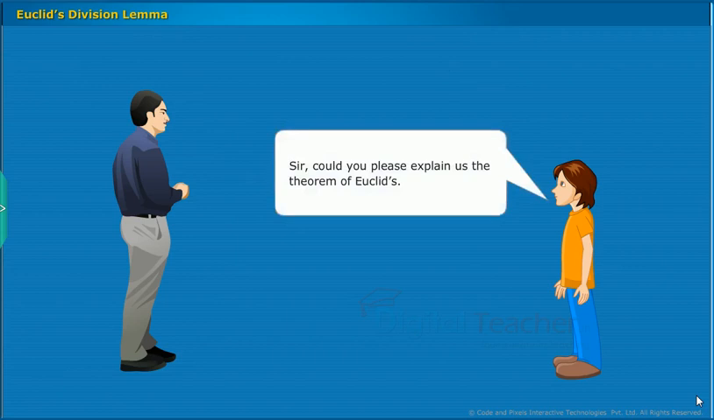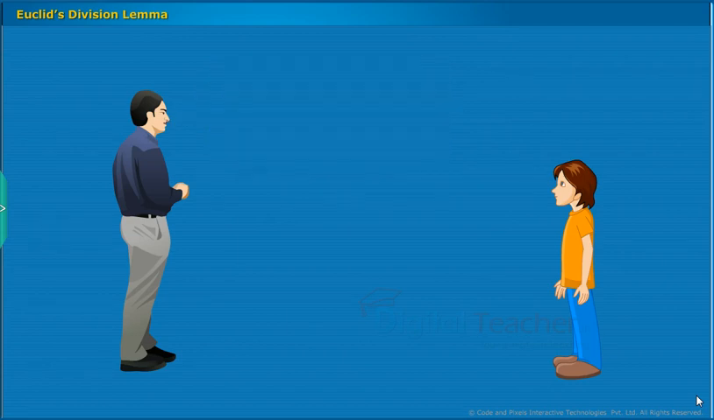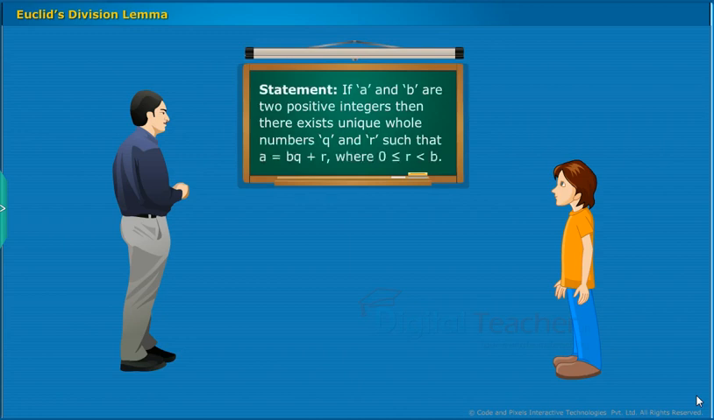Sir, could you please explain the theorem of Euclid to us? Okay, listen to the theorem statement. Now, let us know the theorem on Euclid's division lemma. Statement: if a and b are two positive integers, then there exist unique whole numbers q and r such that a is equal to bq plus r, where 0 is less than or equal to r, which is less than b.